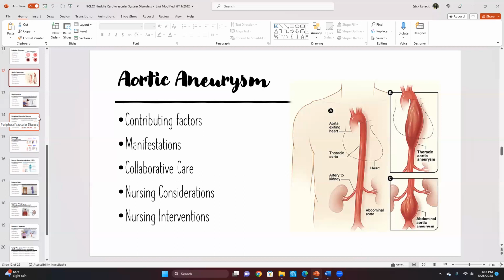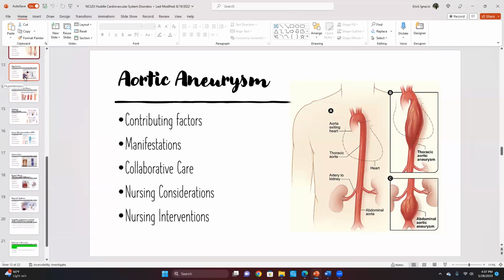Okay, so collaborative care and the nursing intervention, well, this treatment for aortic aneurysm usually involves surgery. So we want to monitor the blood pressure, we want to monitor peripheral circulation, we want to look out for any post-operative complications like arterial occlusion, hemorrhage, infection, and renal failure. So this is a pretty serious condition if the aneurysm does rupture.